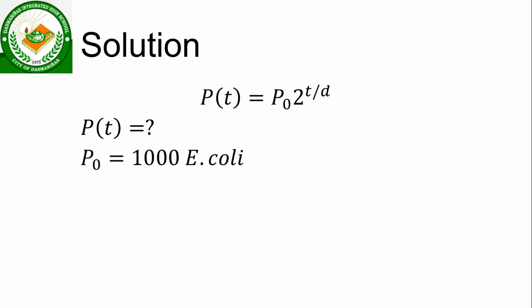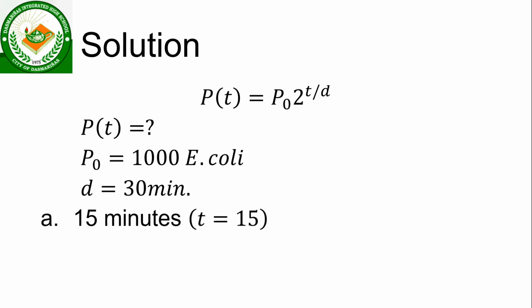Okay, what is the initial population? Based on the problem, it is 1,000 E. coli. And the doubling time is 30 minutes, because it takes 30 minutes for E. coli to be doubled. Now, the first question is, how many E. coli are there in 15 minutes? So, our t here is 15.